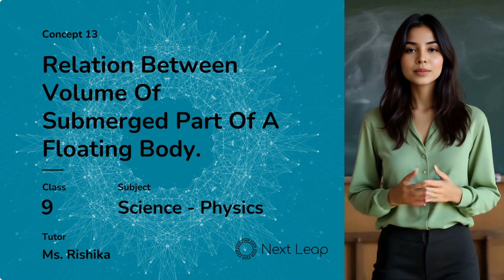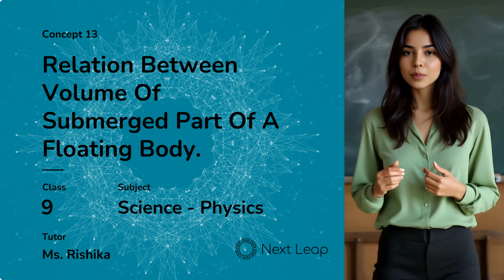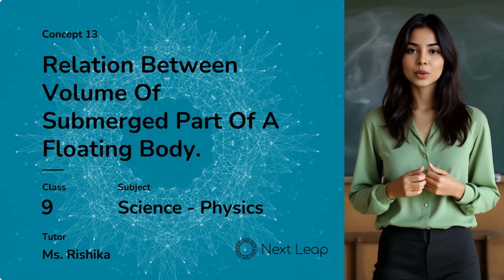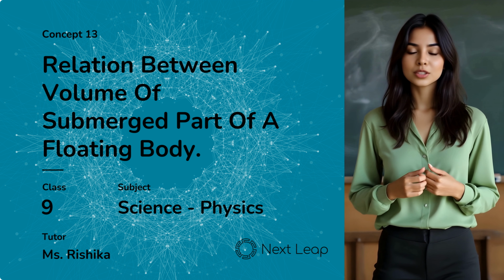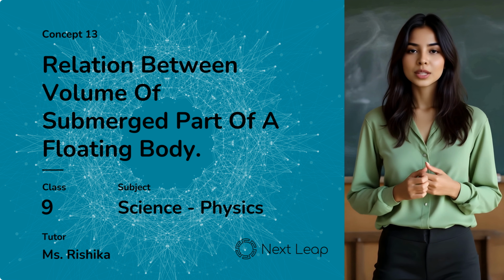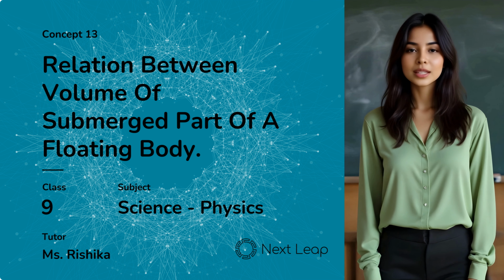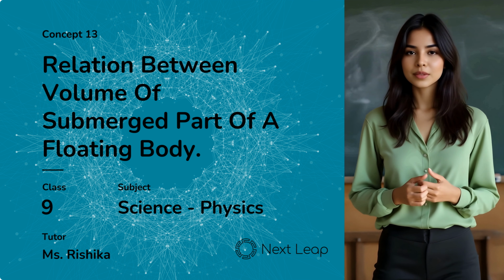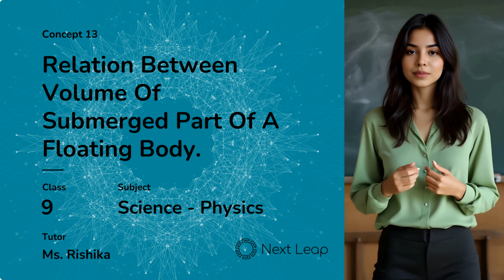Hello students, have you ever wondered why some objects float with only a part inside water, like an iceberg, while others float almost completely submerged, like a piece of wood? This mystery is explained by the relation between the volume of the submerged part of a body and the densities of both the liquid and the body. Today, we will dive into this fascinating principle step by step.